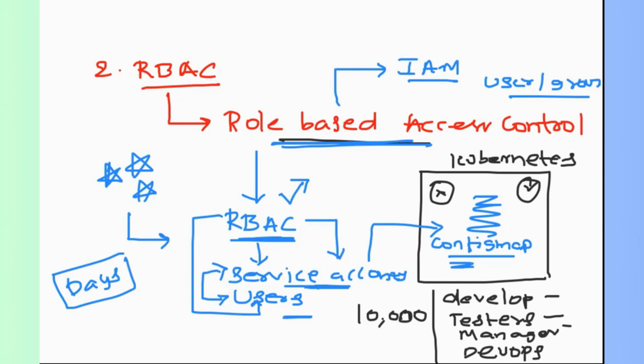Basically it comprises of two things. One is your cluster role, or basically your role, and the second thing is the role binding. Using these two things, whether it is service account or whether it is user, you will define the role that is required and you will bind that role using the role binding. So this is very high level.